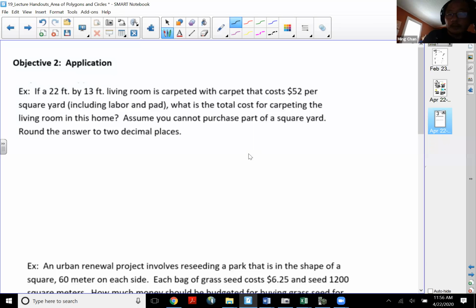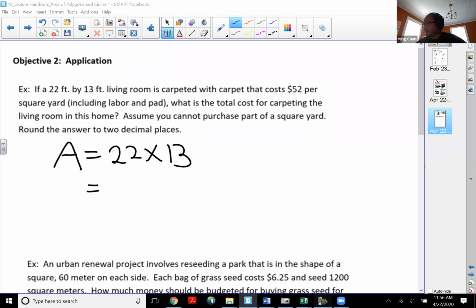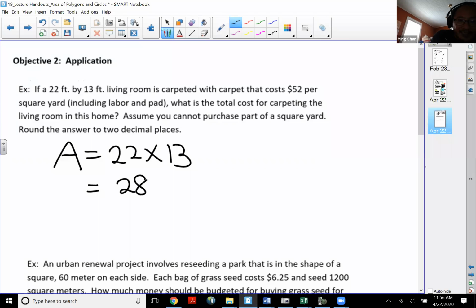So in order for me to find the cost, I need to know how big of an area I have, to know how much carpet I need to buy. If I know how much carpet I need to buy, then I know how much it's going to cost me. So we have to find the area first. 22 by 13. And this is what everybody gets tripped up on. The 22 feet and 13 feet are both in feet. So when you take feet times feet, you get 286 square feet.